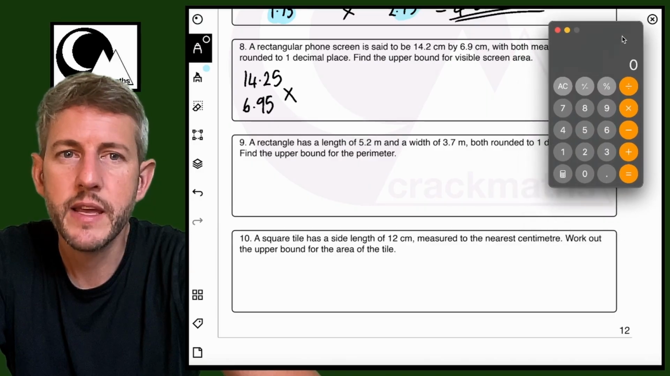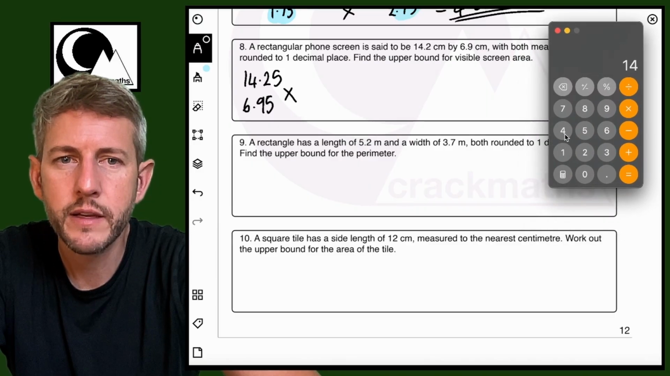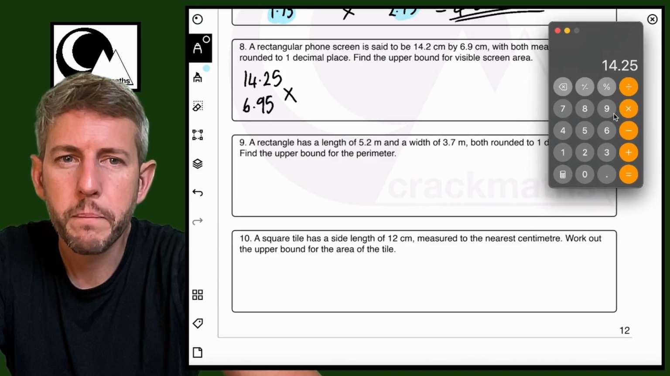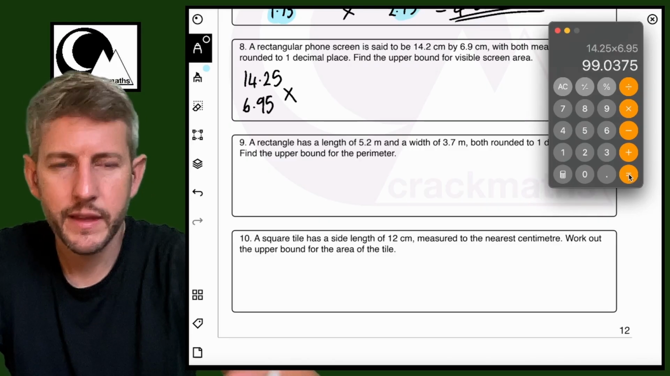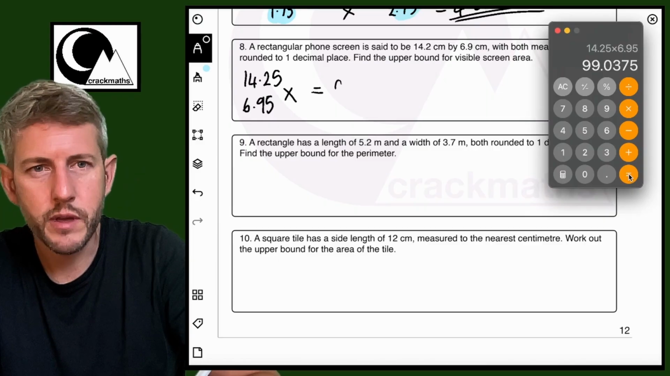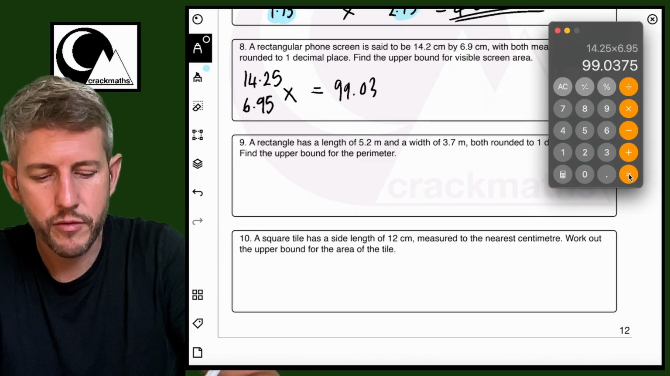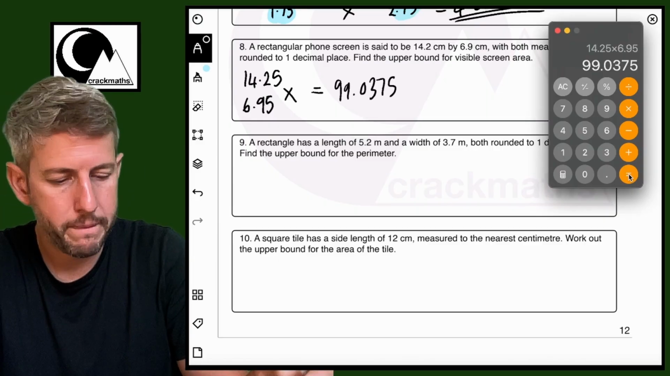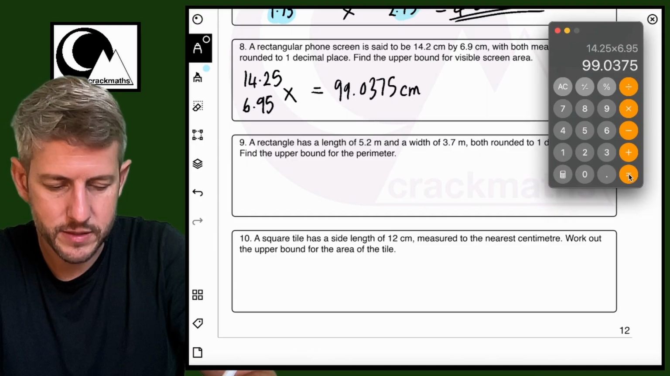So then we just need to multiply these together to find the area of the screen. Okay, so here we go. We've got 14.25 multiplied by 6.95. Here we go. And that equals 99.0375 centimeters squared.